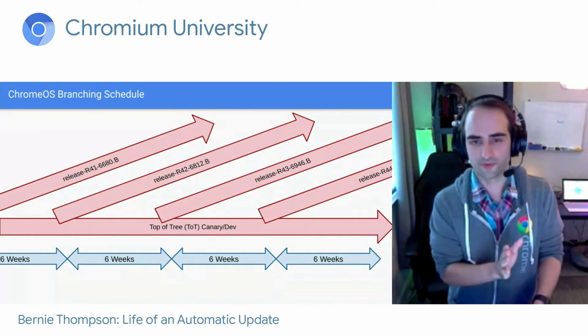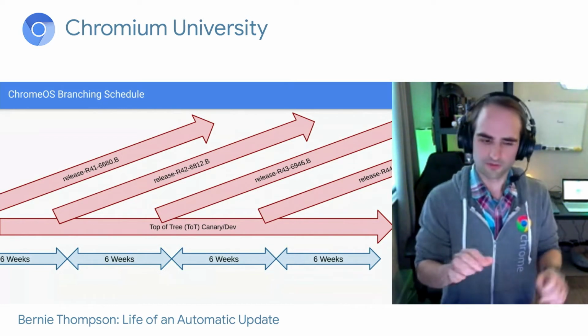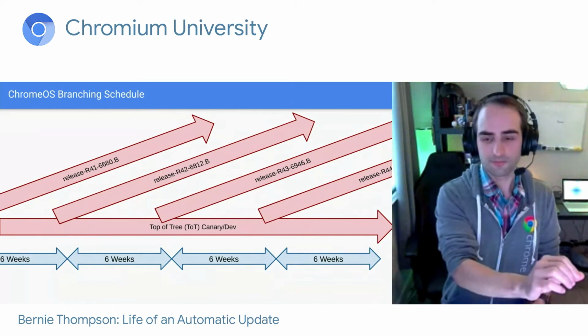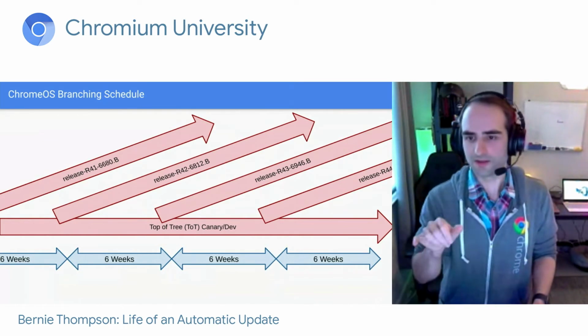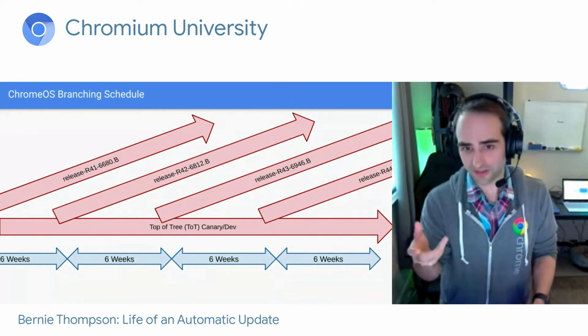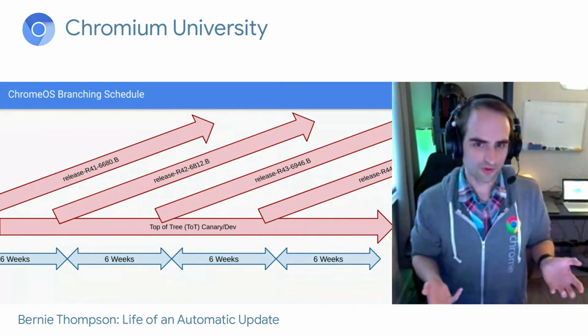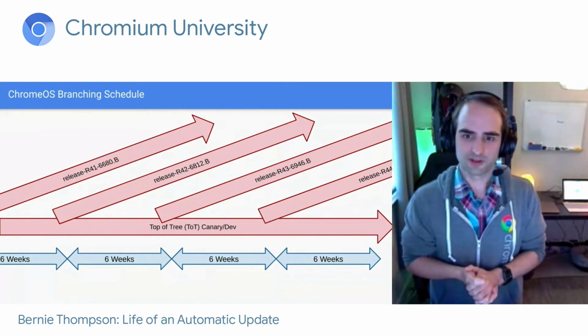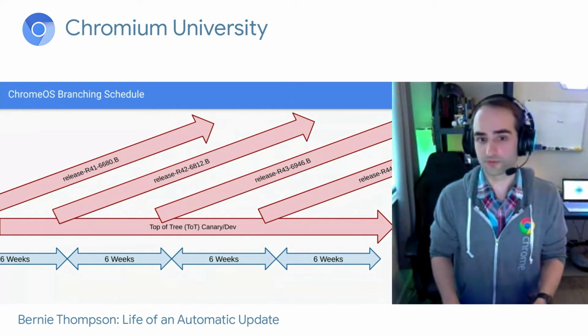And as soon as R43 branches, TOT becomes R44 and so on. So it's a little bit misleading in the diagram because TOT is just one branch, but the milestone that it's representing changes over time. So there's more to it from a perspective of actually releasing, though, as we have multiple release channels that users can subscribe to.